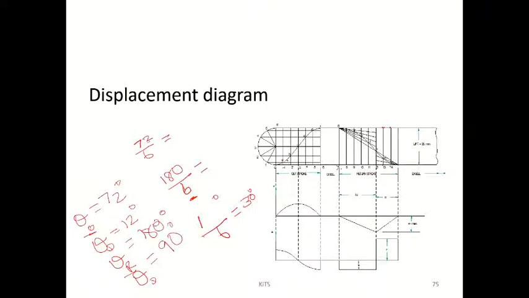Sir, why have we drawn this semicircle and done this process? What is the need? Because in the question they have told us the outstroke is simple harmonic motion, and the return stroke is uniform acceleration and retardation motion. Simple harmonic means we have to draw the circle like this, divide the circle into equal parts, and project the points from the circle to this vertical line. So we got A, B, C, D, E, all these points.